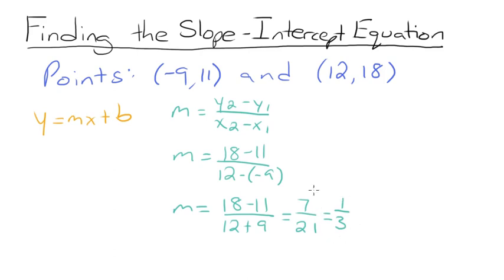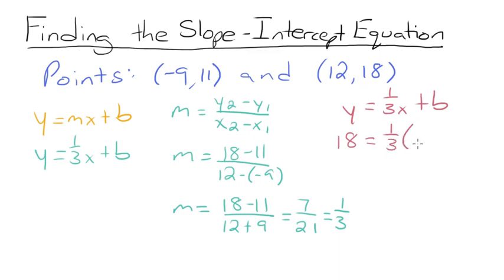Now that we have our slope, we can plug it into our equation. So we'll have y equals 1/3 x plus b. Next, choose either point to plug in for x and y. This time, let's use the point (12, 18). So we have y equals 1/3 x plus b. Our y value is 18 equals 1/3 times x, which is 12, plus b.